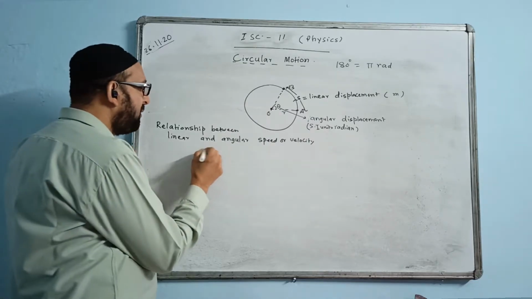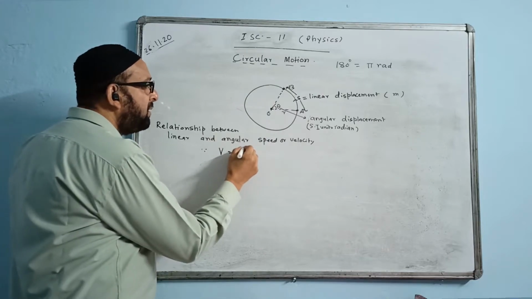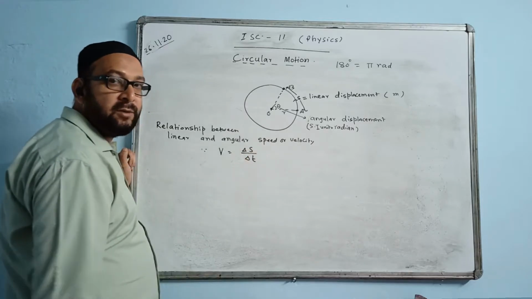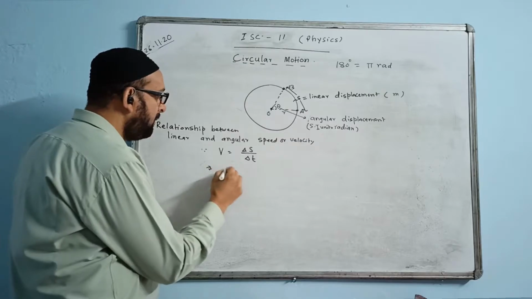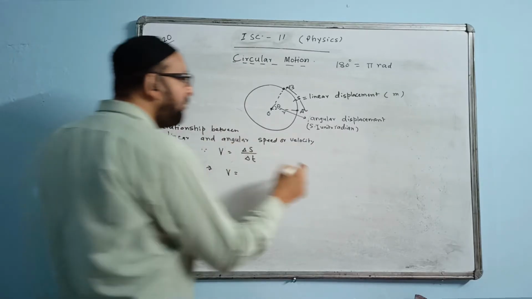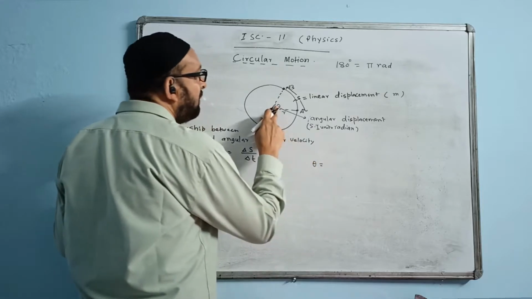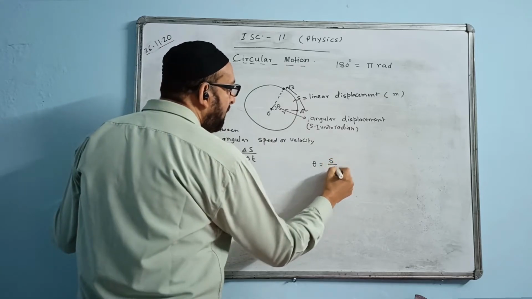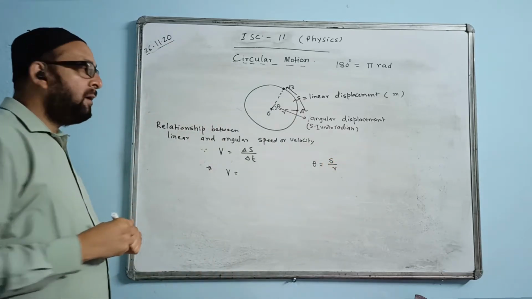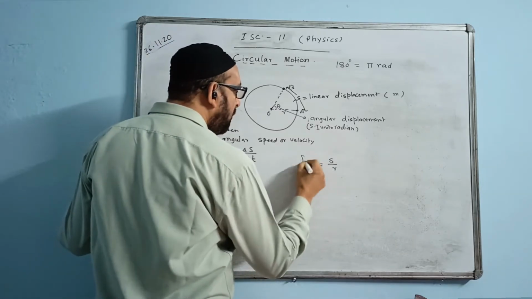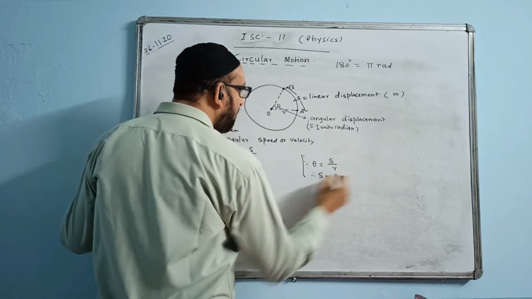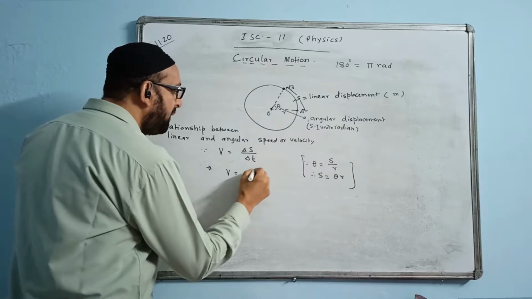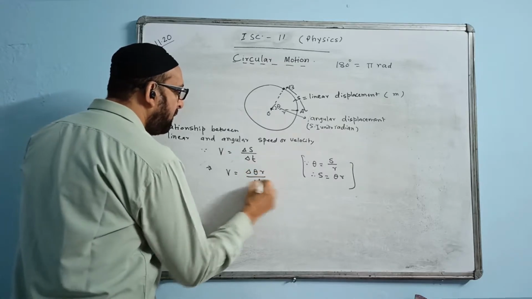So first we write v is equal to delta s by delta t, that is change in displacement with respect to time. In mathematics, whether you know this formula or not, the angle theta at the center will be equal to s by r, arc length by radius. Theta value will become s by r. Therefore we can replace s with r theta, so v is r theta by delta t.